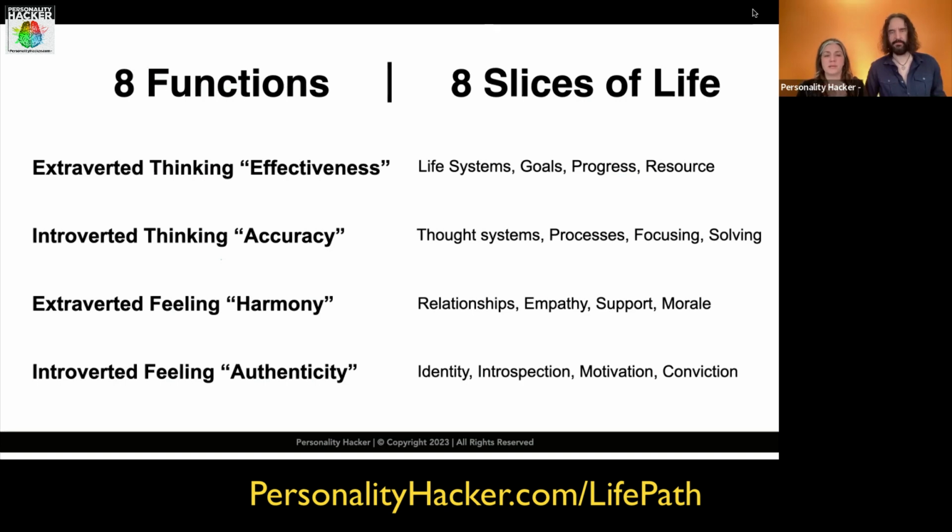This is for the FP types, and this is more focused on introspection. Who am I? What's motivating me? What are my intentions? What makes me up? What's important to me? What do I like and dislike? What do I feel conviction around? What am I going to do as my life purpose?